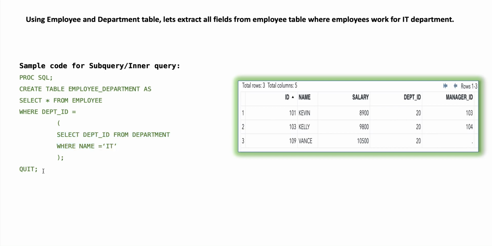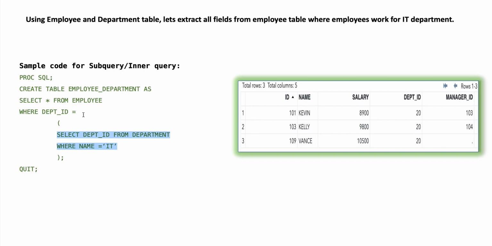When we run this set of code, that means proc SQL to quit, first of all, the inner query executes first. It gives a certain value, and that value is used for the outer query, and it completes. In this case, the subquery executes first. It gives the result 20, because the IT department is related to department ID equals 20. We have the value here, department ID is 20.